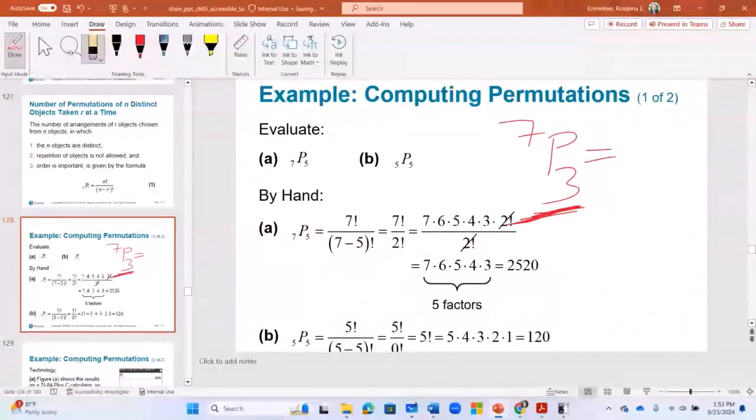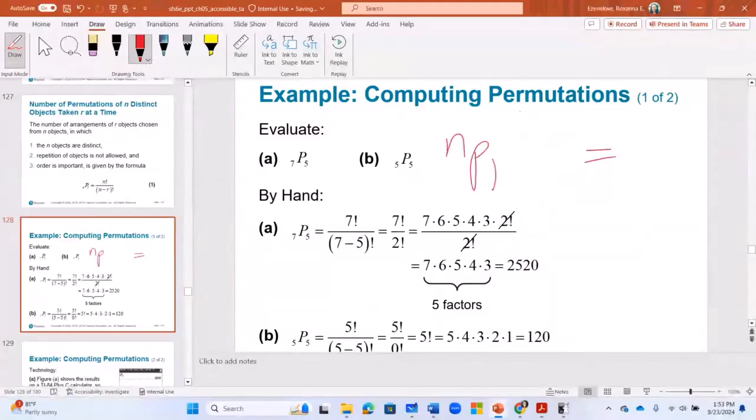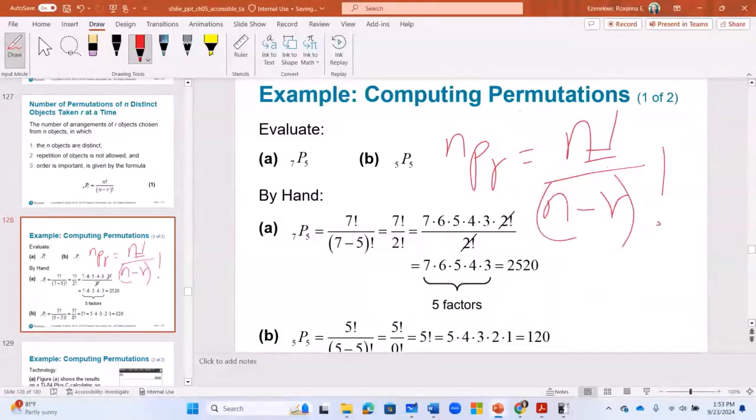Anyway, so let's answer a question. By the way, permutation is n permutation r equal to n factorial all over n minus r factorial. So that is the formula. If I am told to find 7 permutation 5, then I get 7 factorial all over 7 minus 5 factorial. 7 factorial is 7 times 6 times 5 and so on. And 7 minus 5 is 2 factorial.